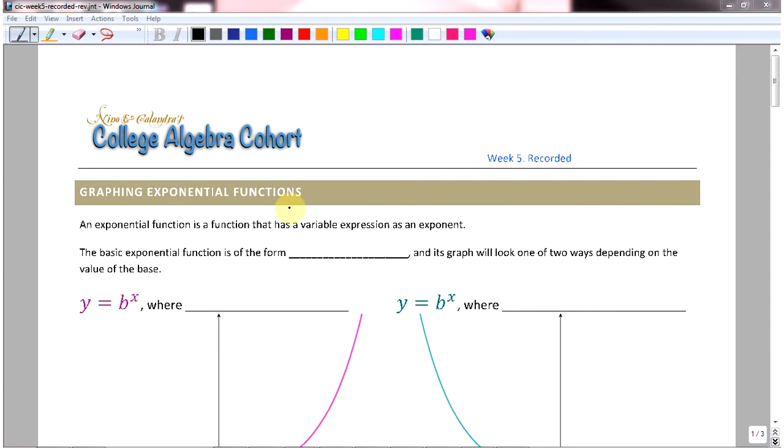Graphing exponential functions. An exponential function is a function that has a variable expression as an exponent. So far, we've been looking mainly at polynomials where you have a variable raised to a numerical power. However, for an exponential function, we're now going to have numbers as the base and exponents that have variables in them. The basic exponential function is of the form y is equal to b raised to the x power. So b, our base, can be any real number.